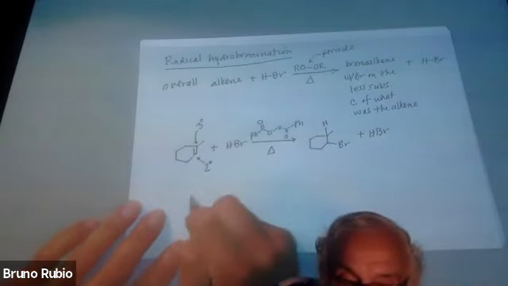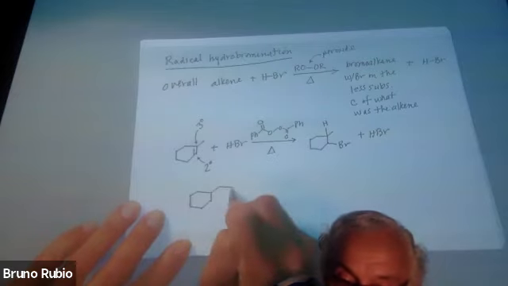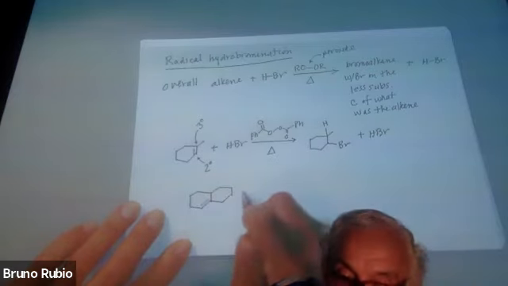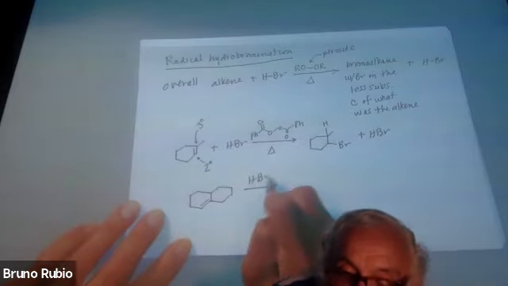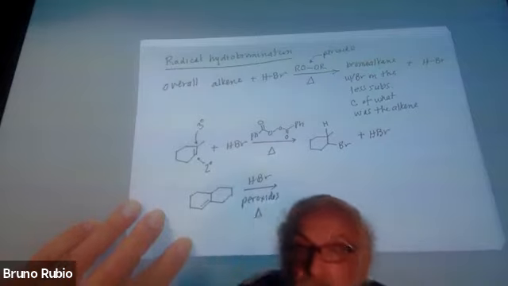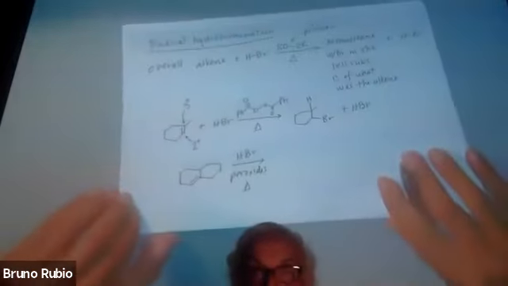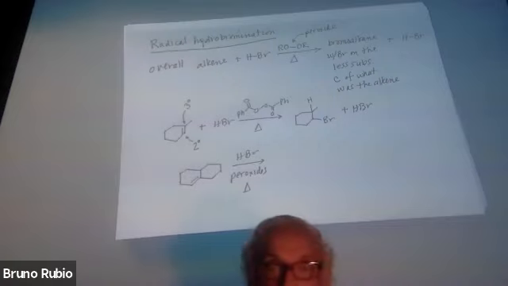All right, so let's do a product prediction. This guy, HBr, peroxides, heat, draw the structure of the major product. Well, it's not only the major product, it's really the only thing that happens here. So where am I putting Br? Tell me in the chat. Where am I putting Br?